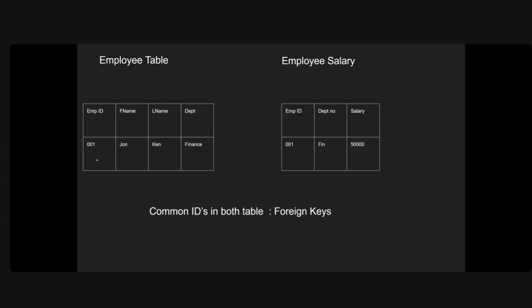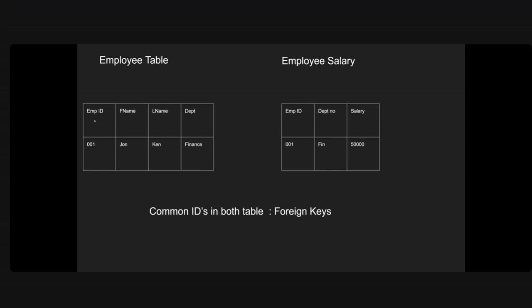and employee ID. If I want to see the salary of John, I can say select star from employee table, join table employee salary, where employee ID is equal to 001. It will fetch this unique value with all these columns. All these rows, sorry, not columns, all these rows and this row. Okay.